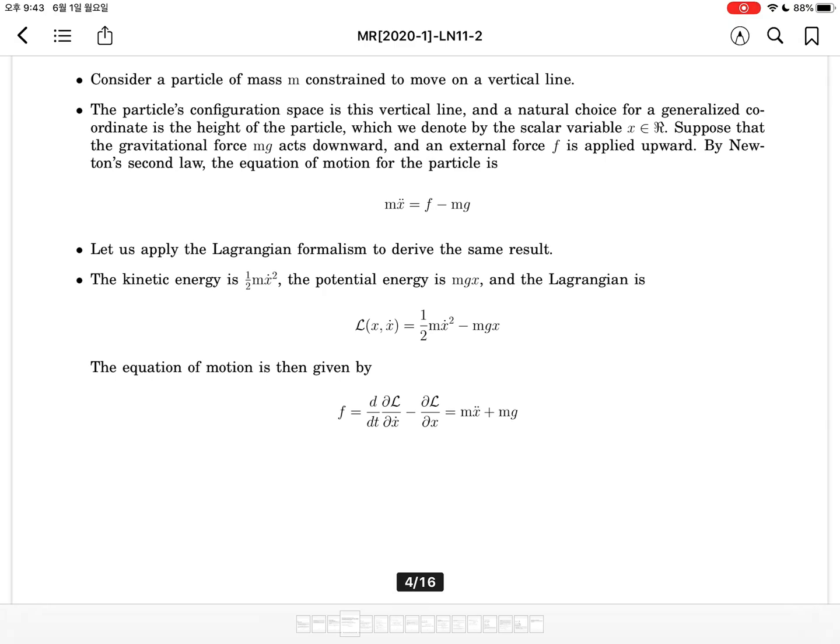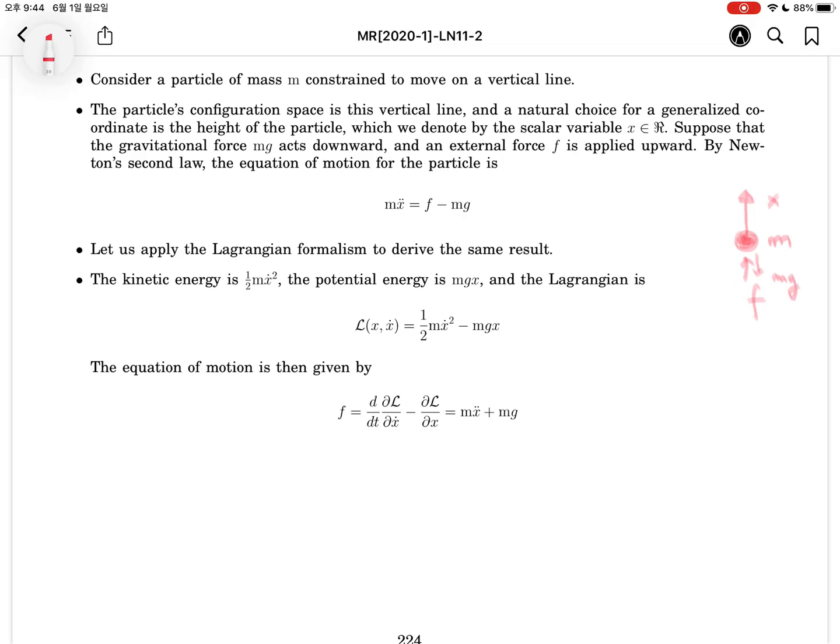Okay, let's apply it. Let's make a motivating example. A particle, or point mass M, concentrated on a point. Let's say it moves upward in the positive direction x. Let's apply the force F. In this case, the gravitational force is automatically applied. The term will be mg.